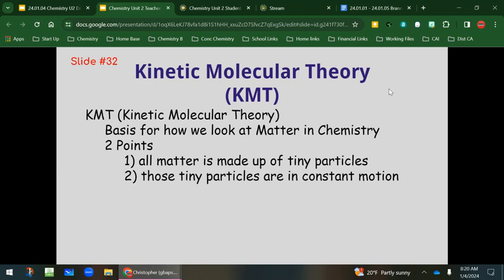Okay, point number 2, and this is the part that's the theory. Those tiny particles are in constant motion. Those tiny particles are always moving. Which means they always have what? Kinetic energy. They always have kinetic energy. Now here's the theory part. What would happen if we stopped them from moving?